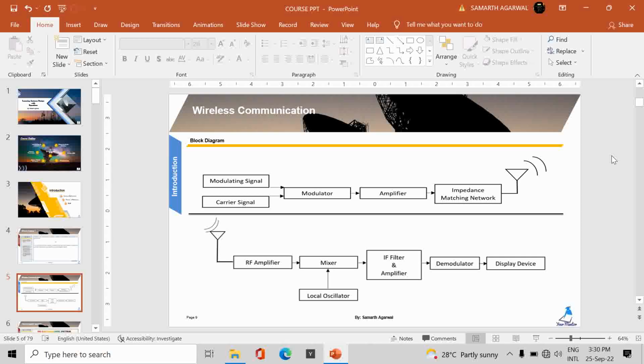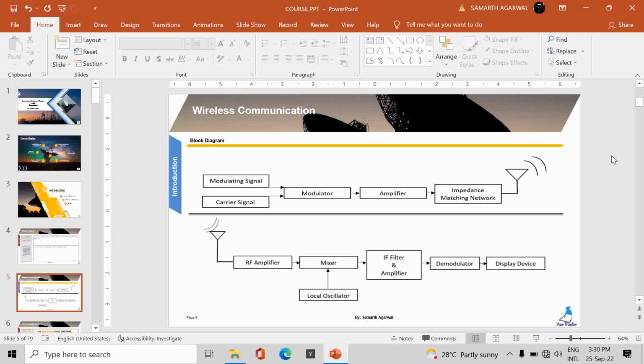To take it along to the receiver, we need another signal which is of high frequency compared to the modulating signal or the message signal, and that is called the carrier signal. As the name suggests, it is from the carrier signal that we take the message signal to the receiver. This imposing of the message signal onto the carrier signal is called modulation.